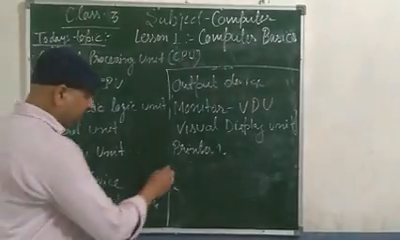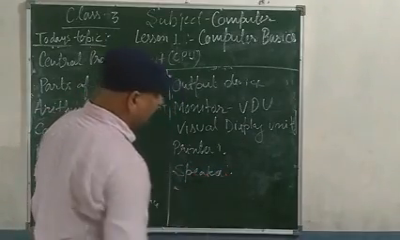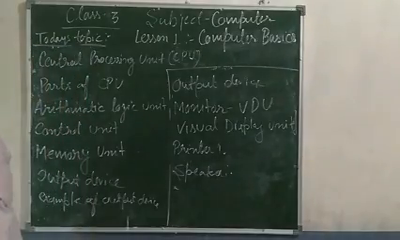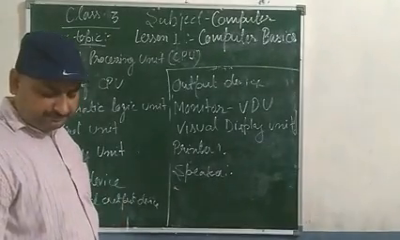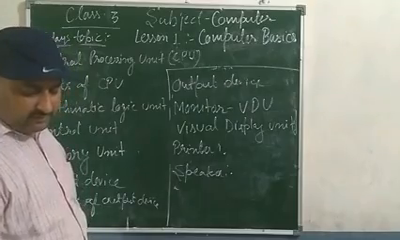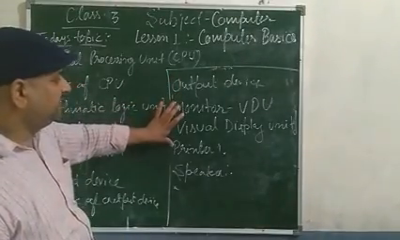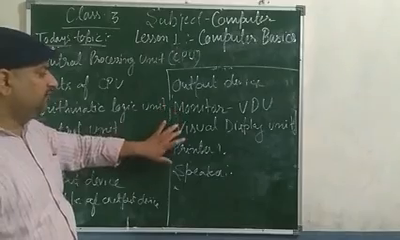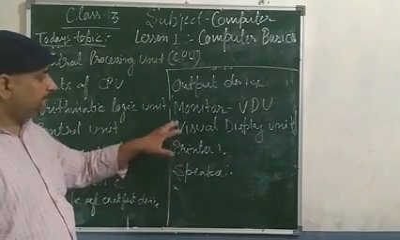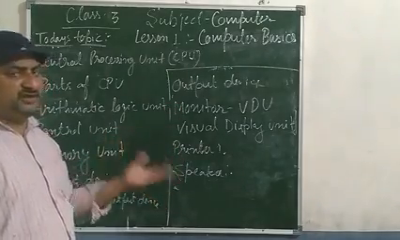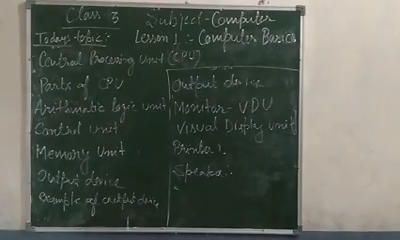Then next is a speaker. A speaker is also one type of output device. It is used to produce the sound and you listen to the sound also. So all these are examples of output devices. Monitor, another name of monitor is visual display unit. Printer is used to print on the paper. Speaker is used to produce sounds and you listen to the sounds with the help of speakers.